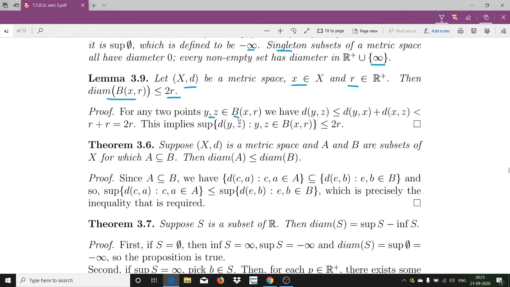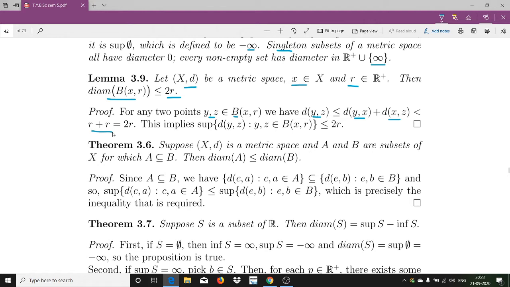By triangle inequality of metric, you will have d(y, z) is less than or equal to d(y, x) plus d(x, z). Now, since y and z belong to B(x, r), distance from y to x is less than r and distance from z to x is also less than r. So you can say this d(y, x) plus d(x, z) is less than r plus r, which is 2r. Now y and z were two arbitrary elements in your open ball B(x, r), and you got d(y, z) is less than 2r.